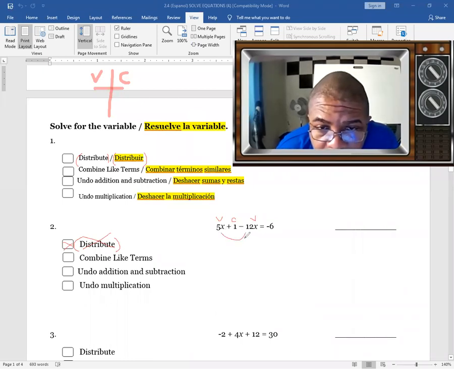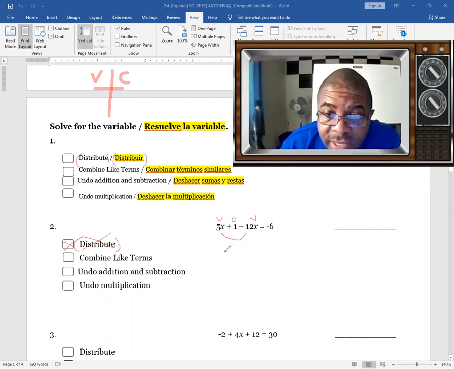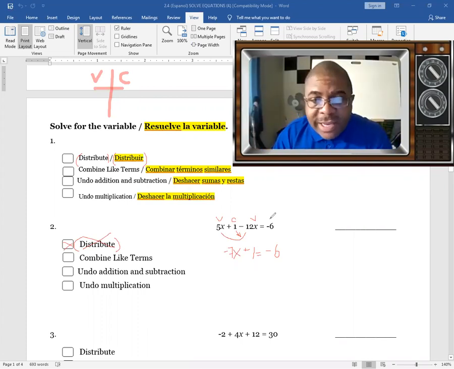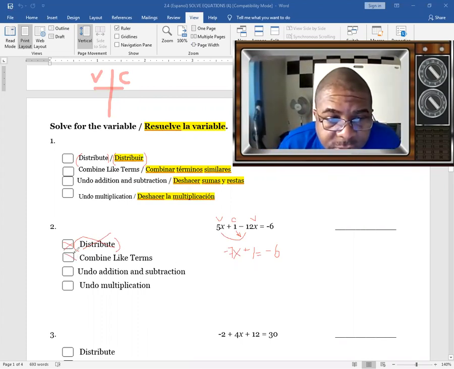So 5x minus 12x. 5 minus 12 is going to give me -7. -7x. And I'm just going to drop down that +1 equals -6. Well, that looks messy. That's a hot, crazy mess. Plus 1 equals 6. Now, we combined like terms, right?